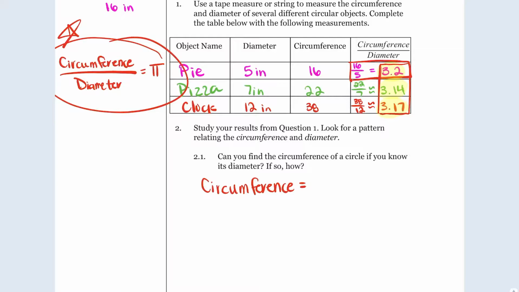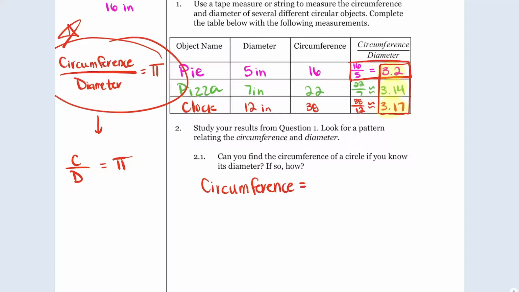All right, hopefully you paused the video. We're talking about circumference. We want to know what it equals. So I'm going to rewrite this over here. We have the circumference, and we're dividing it by the diameter, and we get pi, or as close as we can get to pi, okay?